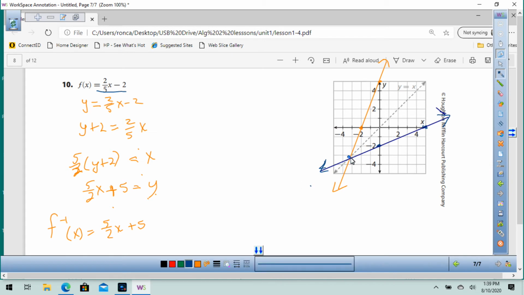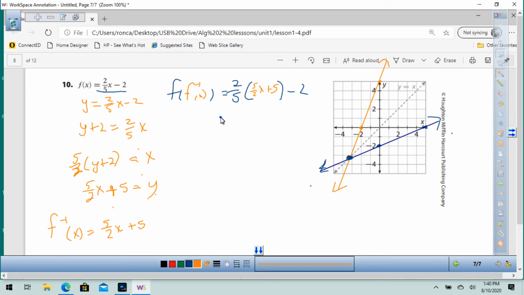And again, they meet the same spot, so it should work. And we'll test the composition to make sure. We have f of the inverse of f of x. It's going to equal, well, let's see, 2 fifths times x minus 2. And in place of x, we're going to put 5 halves x plus 5.